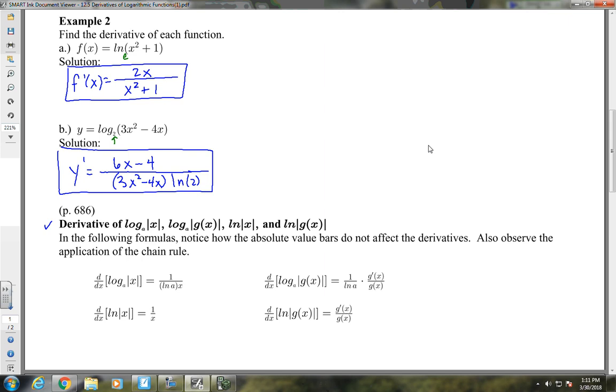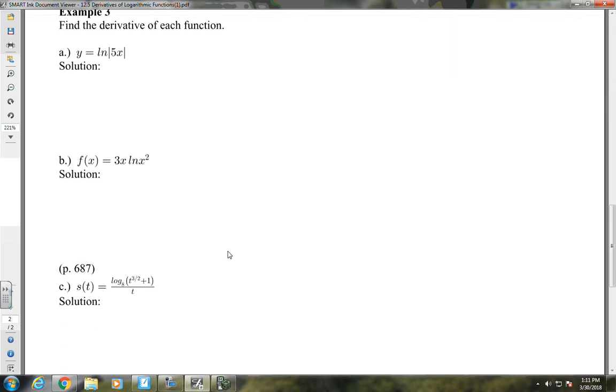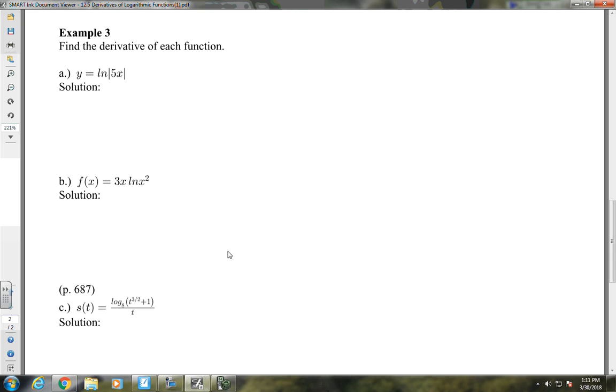The following formulas summarize all that work we just did. Sometimes the formulas even look more complicated than the actual execution of the problem. So take some time to go over those and commit those to memory so you'll be prepared for the test. When you get ready to work example 3, you can restart the video and I'll work through this one with you as well.